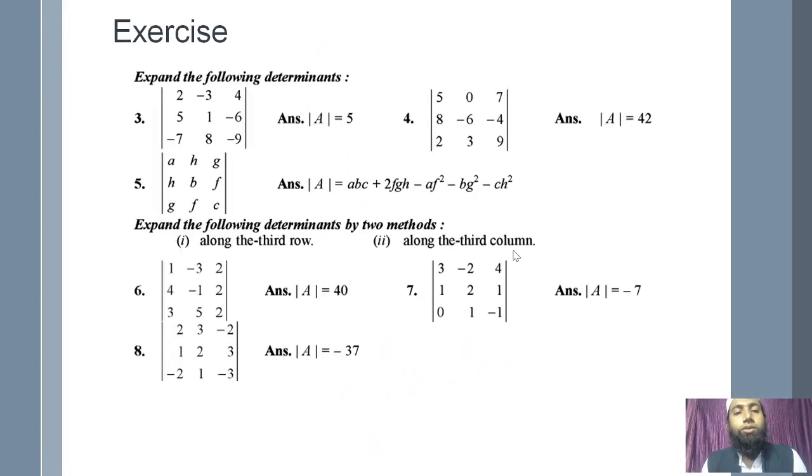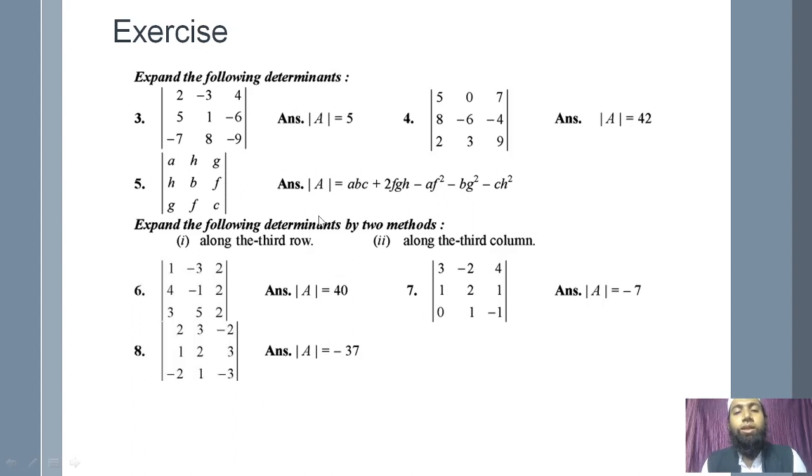Okay, so here are some examples. Try to solve these, and I have already mentioned the answers here. Tally these answers by solving. If you have confusion, you can discuss with me also, or just try to find out on your own. Along the third row, along the third column, you have to calculate this. This is just a simple way to find out the determinant.